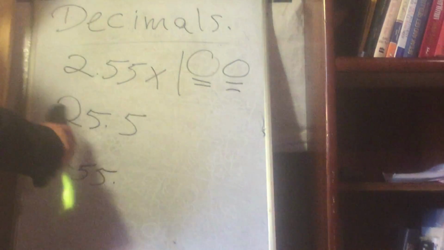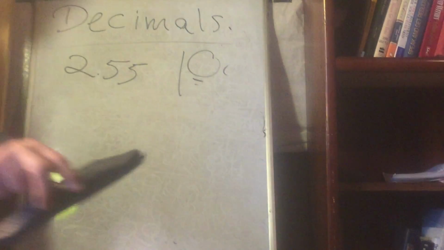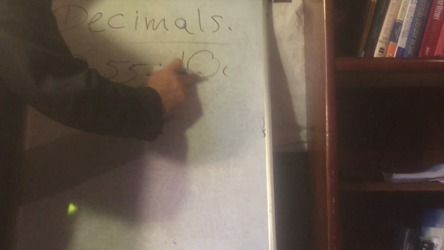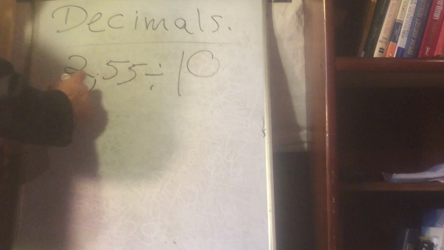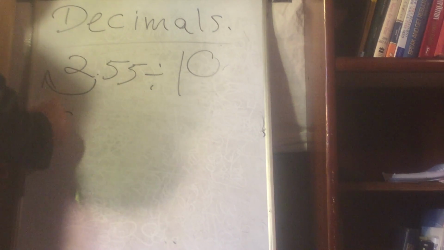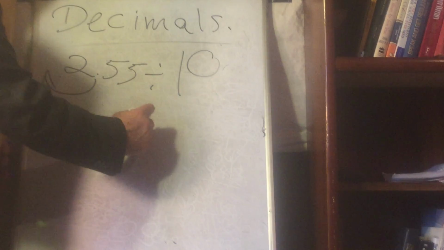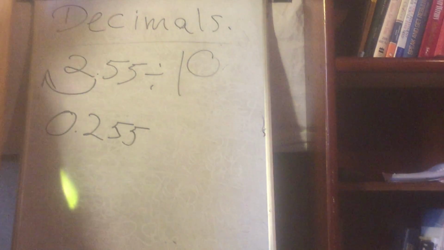Okay, now if we divide 2.55 by 10, it will become, take it to the left. So the answer will be 0.255. You see the difference? All right.